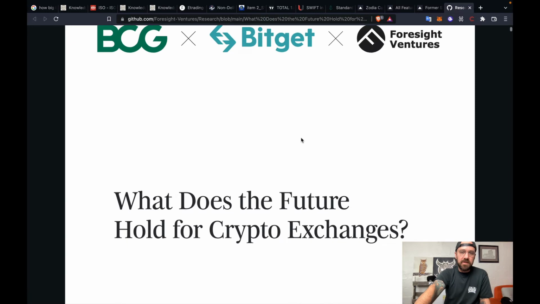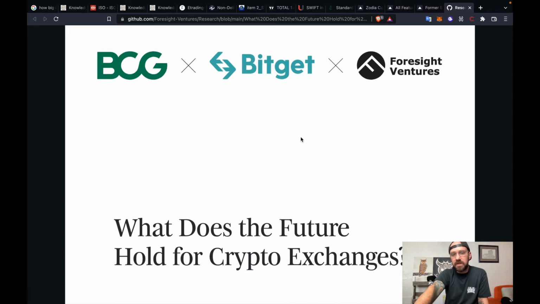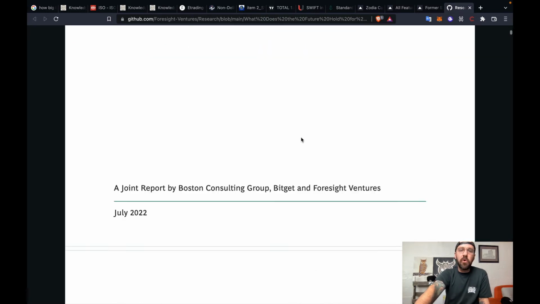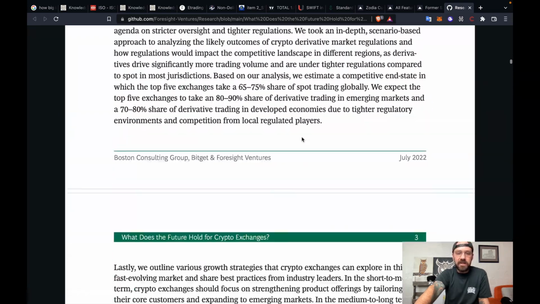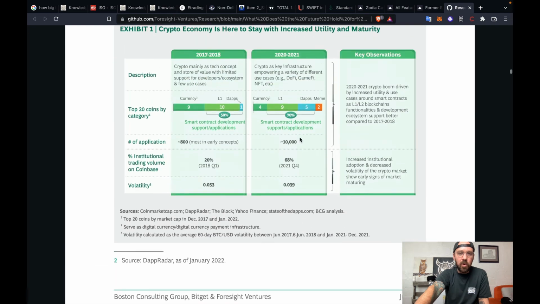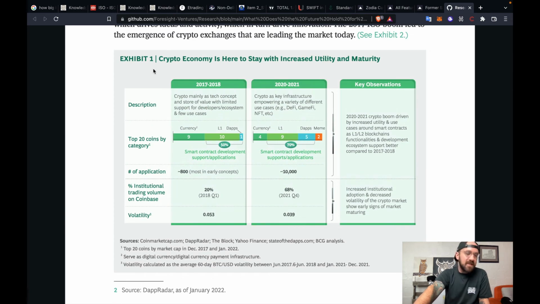Last but not least, I want to talk about this. This is from the Boston Consulting Group. What does the future hold for crypto exchanges? And there are some very interesting charts and facts within this. I'll just go over a couple. Number one, they're saying that the crypto economy is here to stay with increased utility and maturity.